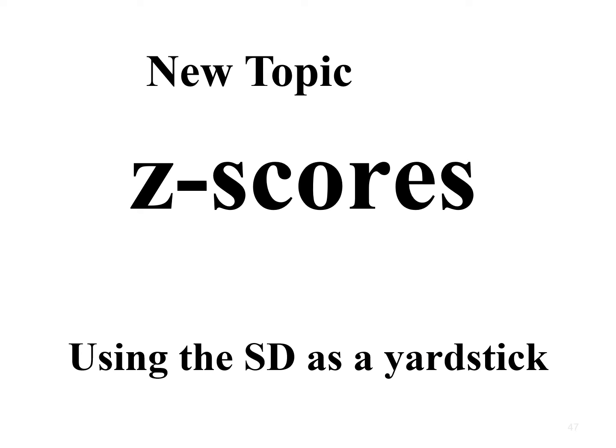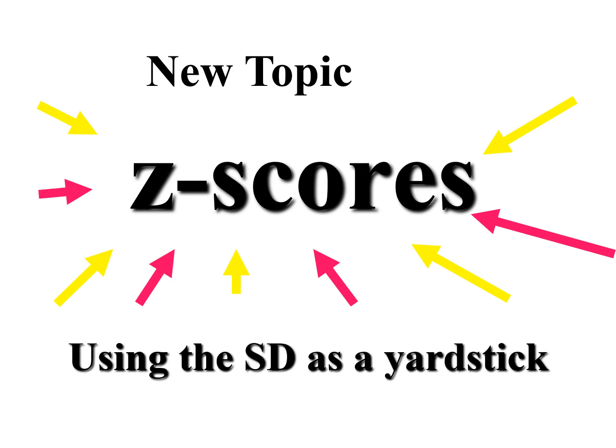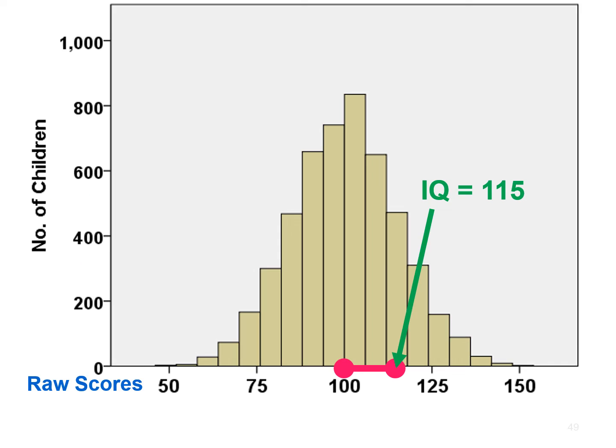We are now going to start a new topic, which is Z-scores, and Z-scores are based on the idea of using the standard deviation as a yardstick. Z-scores are really important to this course and to all of its statistics. I said before that probably the most useful thing about the standard deviation is that it can be used as a yardstick. Z-scores are based on this idea.